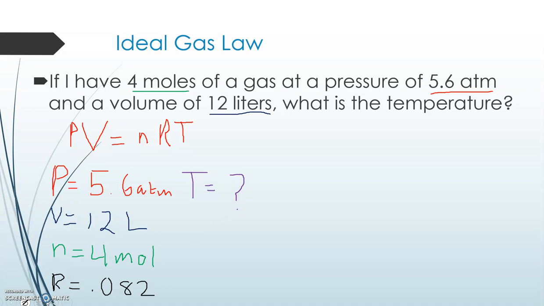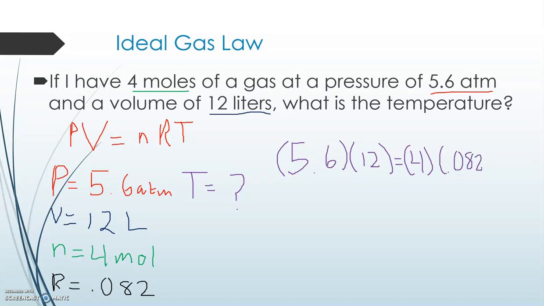So, if we plug all of these into our equation, we have 5.6 for our P value times 12 for our V value is equal to 4 moles times 0.082, which is our R value, times T, or our temperature in Kelvin, which is our unknown.